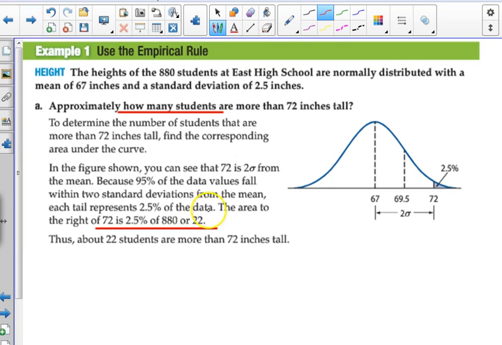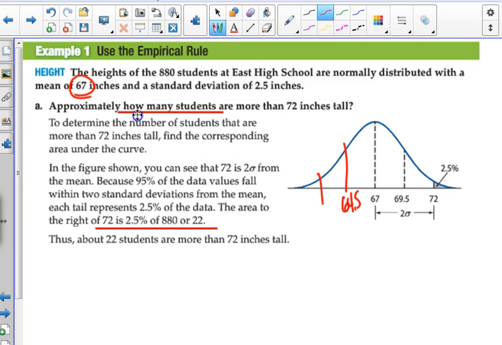All right. So this question says the heights of 880 students are normally distributed with a mean of 67. So you would put 67 right down the middle. And a standard deviation of 2.5. So you would go up by 2.5 and down by 2.5. So 67 minus 2 is 65, minus another half would be 64.5. They went up by 2.5 this way.